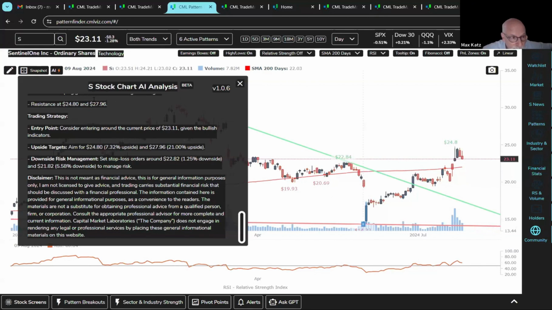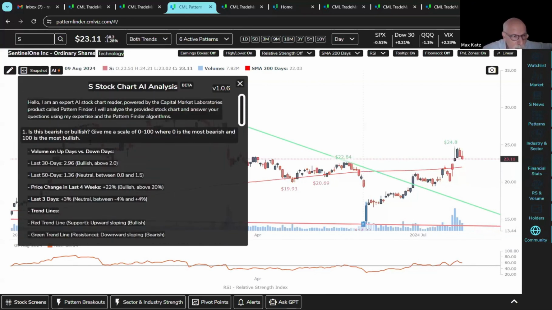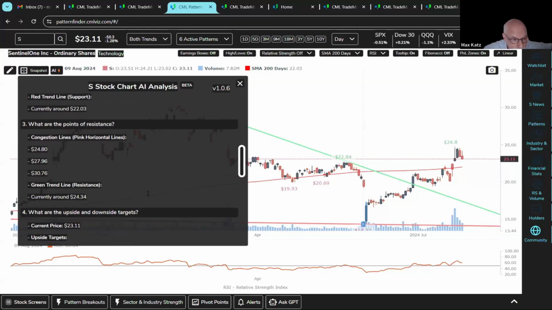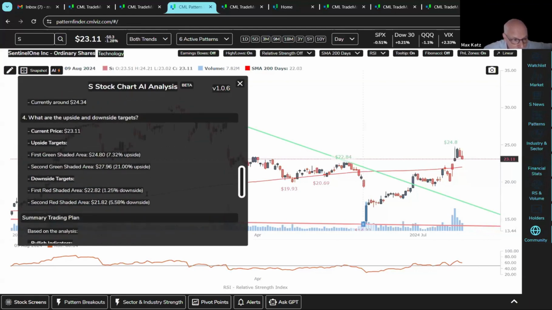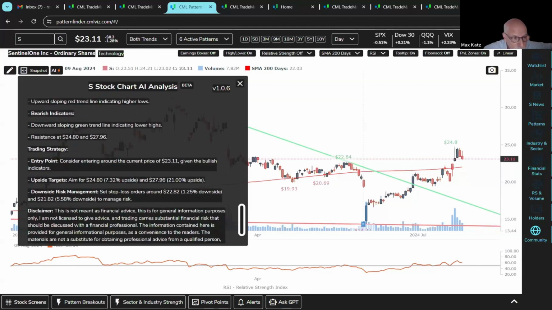So we're looking at Sentinel One and similar points of support. Is this bearish or bullish? You'll notice that it has a moderately bullish 70 rating. On Monday, this was at 85. It was a very bullish rating, but I didn't take a picture of it at the time, so we're using tonight's information. We go down to the summary, trading strategy, given the bullish indicators.